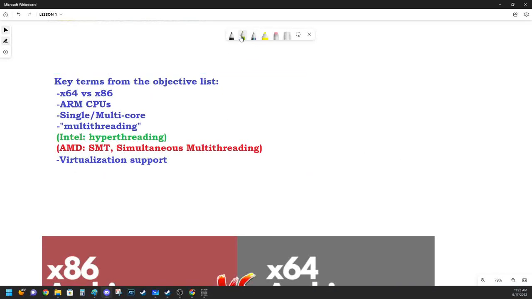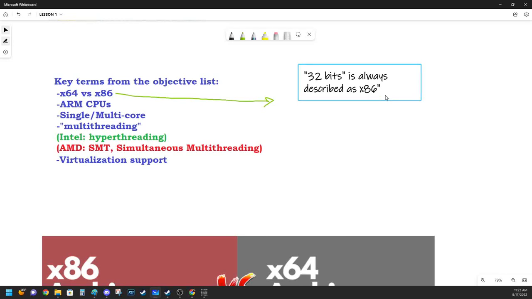Now, the last bullet point here, I want to talk about before our quiz. Oh, I had a fancy picture for it. x64 versus x86. So 64-bit architecture versus 32-bit architecture. 32 bits is always described as x86, which is really annoying, but that has to do with the Intel 8086 series, or the 80386 earlier processors, the first wave of 32-bit processors.